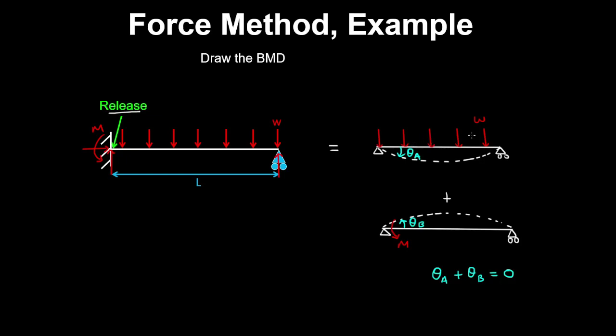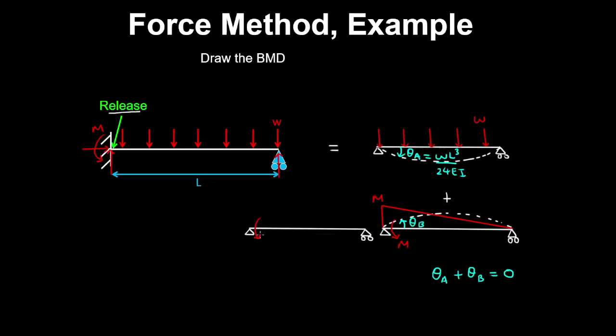So we know for a simply supported beam under a uniformly distributed load, theta A is WL cubed on 24 EI. And for the second case, we're going to apply the principle of virtual work to obtain a rotation. So the real bending moment is equal to the jump being M, and it varies linearly to 0 bending moment at the roller.